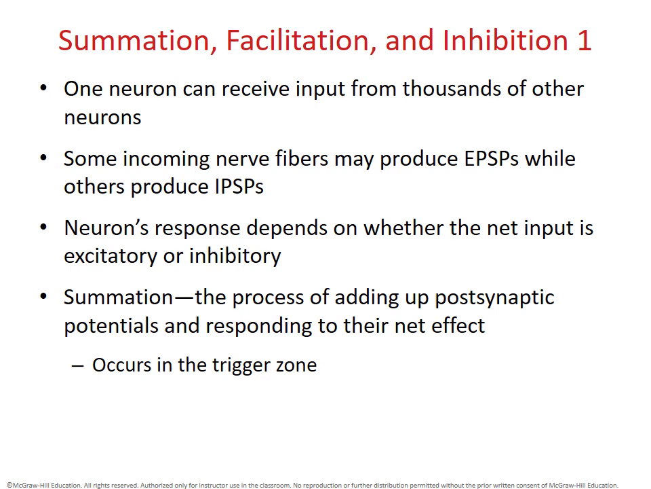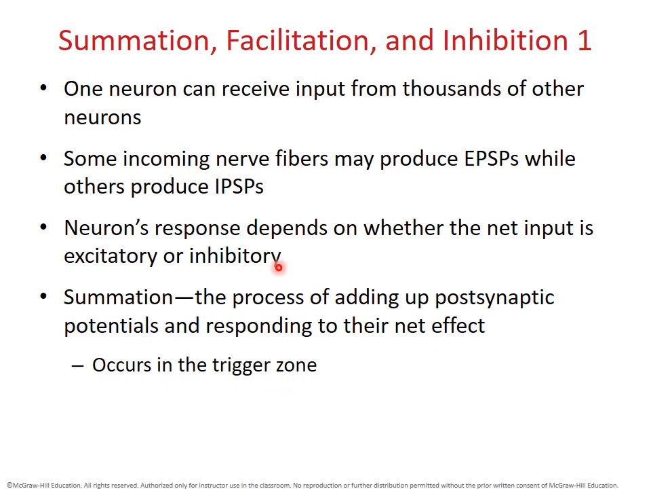So remember, a couple of slides ago, I said that it's the combination of all the different excitatory and inhibitory postsynaptic potentials that's going to determine what actually happens at the trigger zone. Well, that is essentially what we mean by summation: the adding up or combination of all the different excitatory and inhibitory postsynaptic potentials to produce a single net effect at the trigger zone.